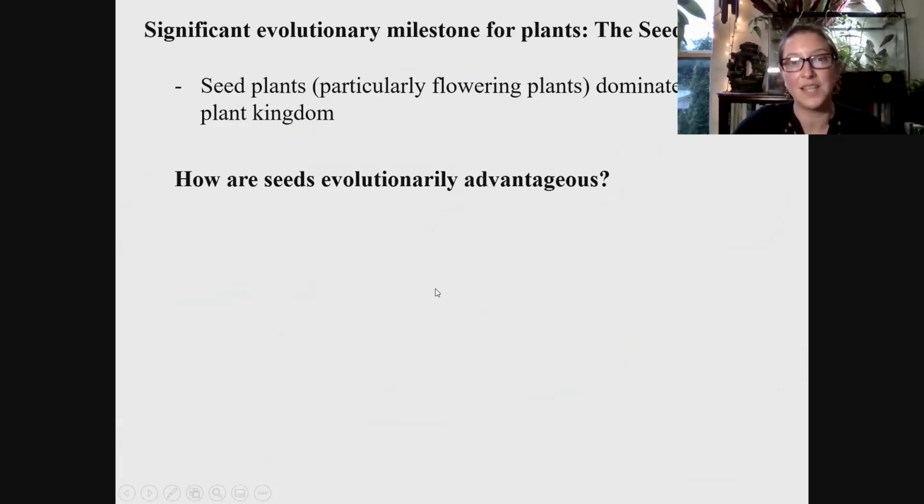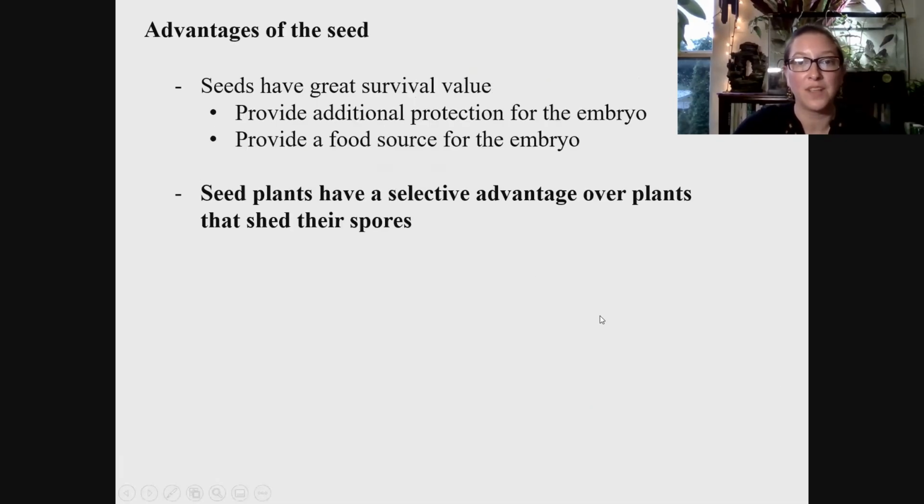So how are seeds evolutionarily advantageous? Well, seeds provide great survival value to the developing embryos. Embryos develop inside of a seed, and that gives them better protection. The seed also provides a food source for the embryo, which spores don't do. This gives plants that shed seeds an advantage over plants that just shed spores, and we can tell that advantage because of how many plants on Earth actually make seeds. It's the better way.